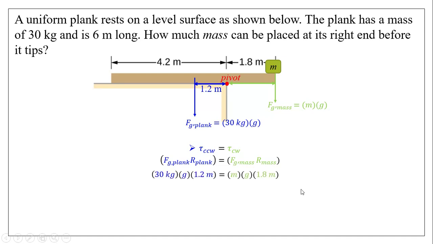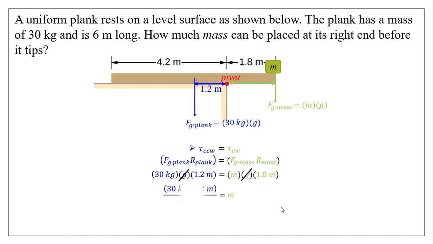And then I'm just going to go ahead and expand this to equal the values. Here, F of G of the plank is just mass times gravity. Once again, I kept that as G. And then what is the R for the plank? Well, the R for the plank from the pivot to where the force is being applied is a distance of 1.2. On the right side, F of G of the unknown mass is simply mass times gravity. And then the R, once again, is measured from the pivot to where the force is being applied, and that is a distance of 1.8. As you can see, G cancels out.